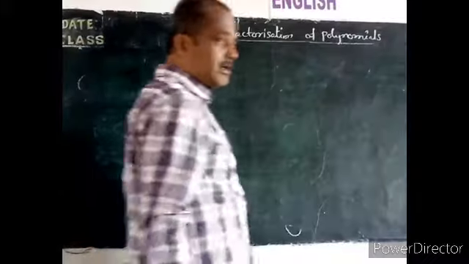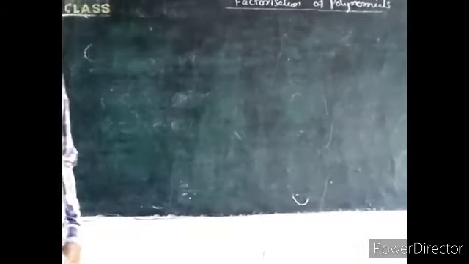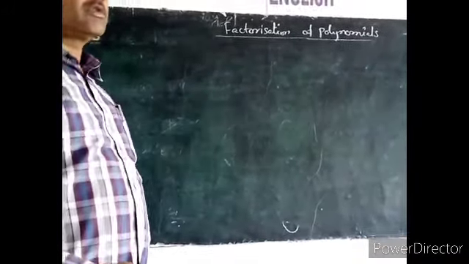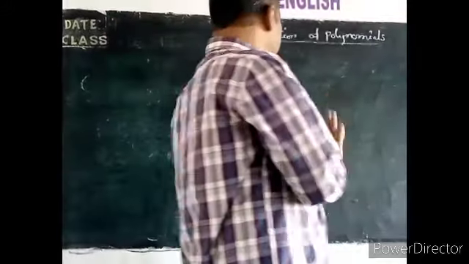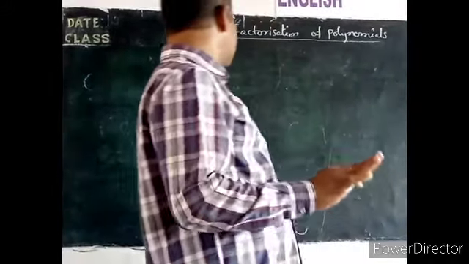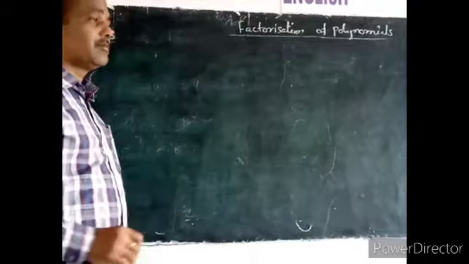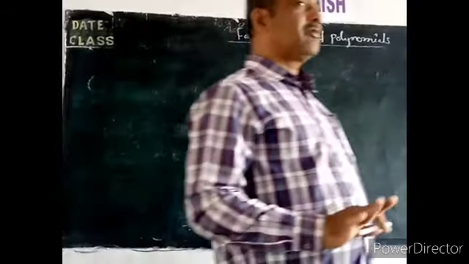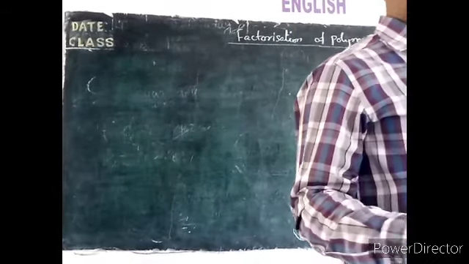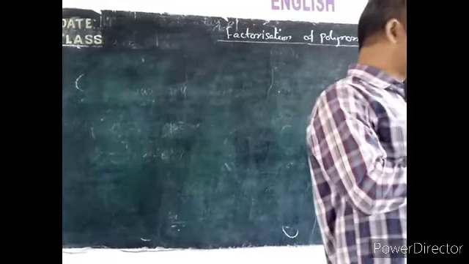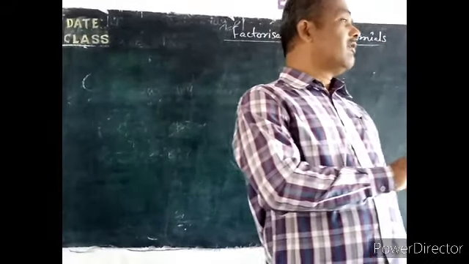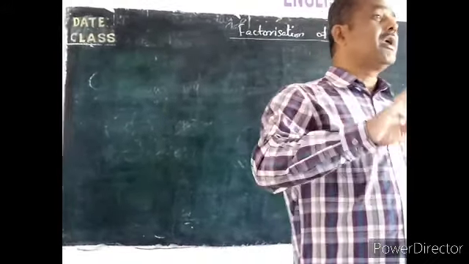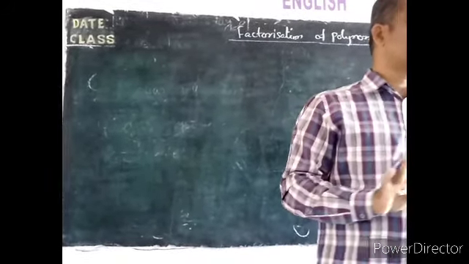In the previous class we learned factors by the division method. Now in this class we are going to solve the given polynomial into factors by using the factor theorem. What is the factor theorem? If p of x is any polynomial in x, then x minus a divides p of x if p of a is equal to 0.